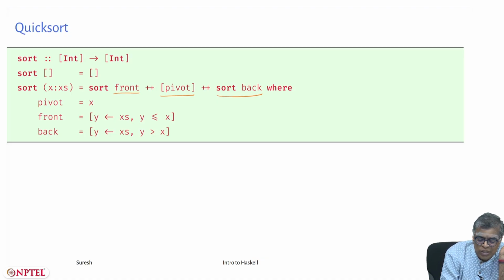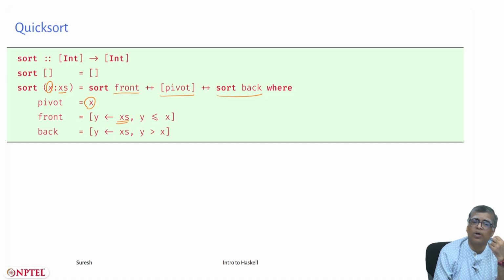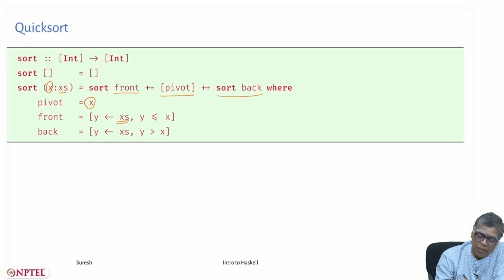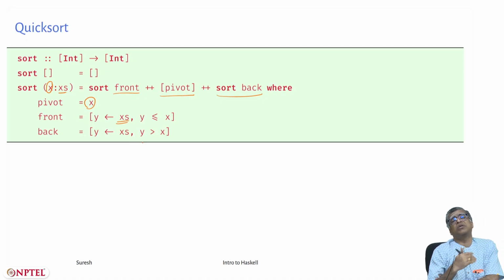What is pivot? Pivot is just your first element x. What is front? It is all the elements in the tail, in x's, that are less than or equal to x. Notice that you still have to add the pivot element as part of the final list, because even though here we say less than or equal to, it is all elements less than or equal to x in x's, okay. You have your x that is still left over, and that x should come in the middle, and back is all y from x's such that y is greater than x, okay, and that's it. This is an extremely simple program to write. There is no complicated notion involved at all, okay.